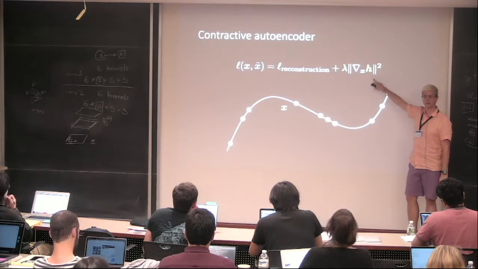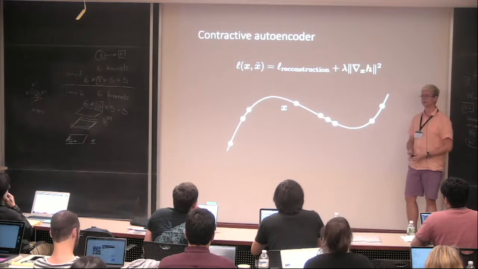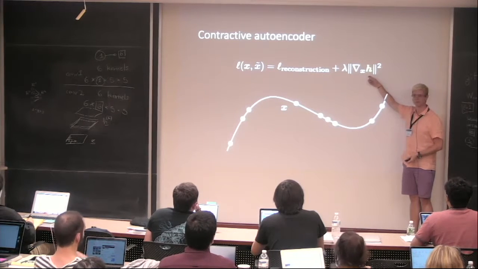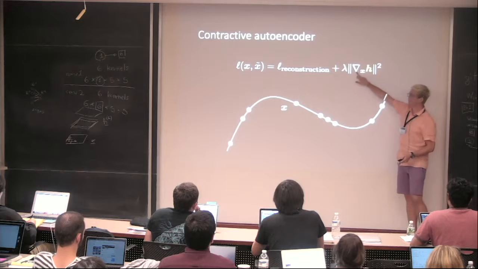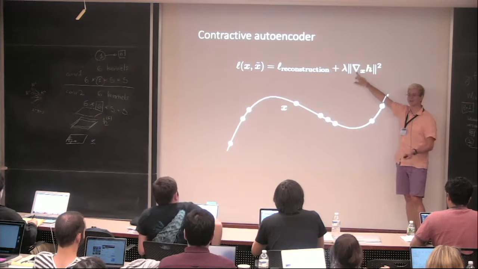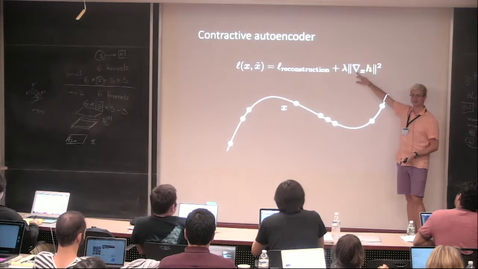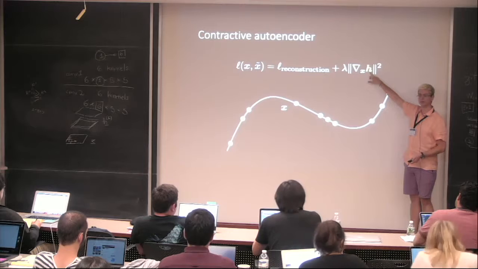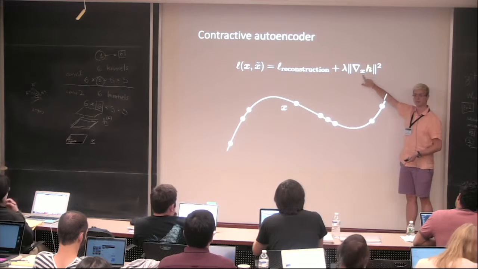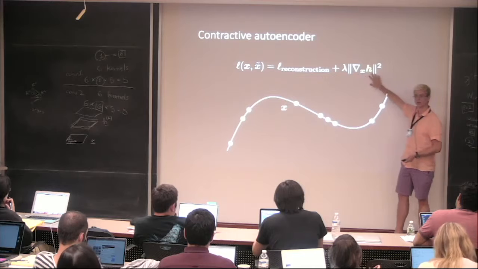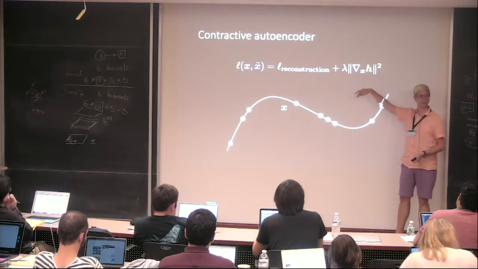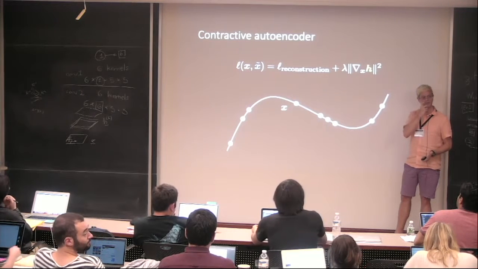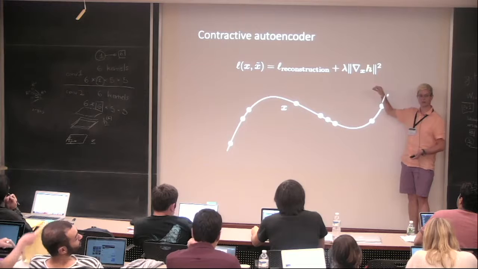What is it? What is this symbol? Oh, nabla. Okay, nabla, sure. What does nabla do usually? Gradient of my hidden representation with respect to my input. So what does this say? Penalize it. Penalize what? Not if the hidden representation is very far away from the input. No. Penalize the weights.